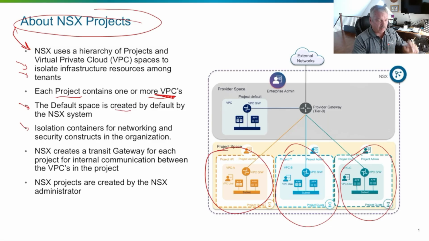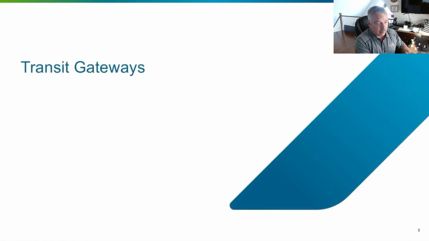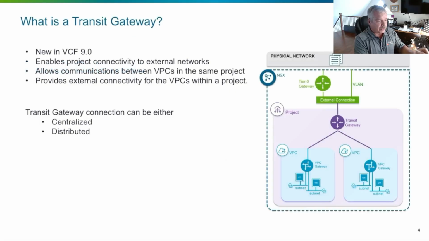So anyways, before we get going on VPCs, we need to understand what a transit gateway is. So a transit gateway, let's go forward. This is new in version 9, VCF 9. It enables project connectivity to the external networks. So their VPCs talk to each other through these transit gateways and can talk to the outside world through these transit gateways. This is why I'm doing this video first.